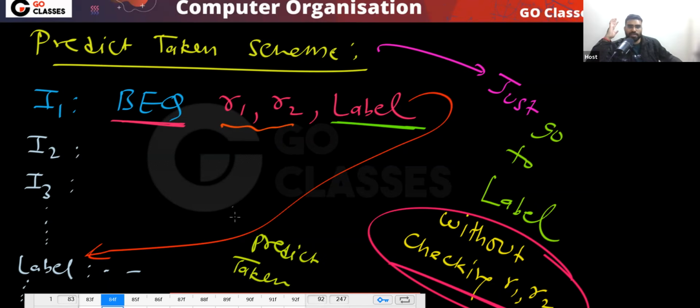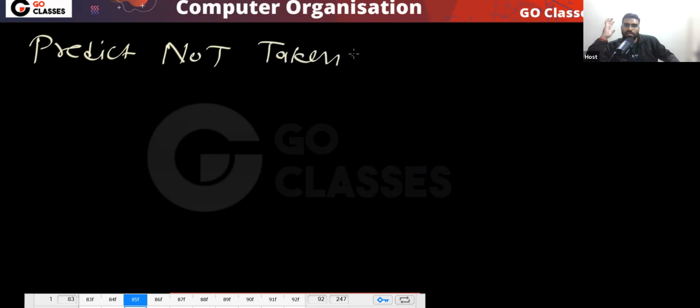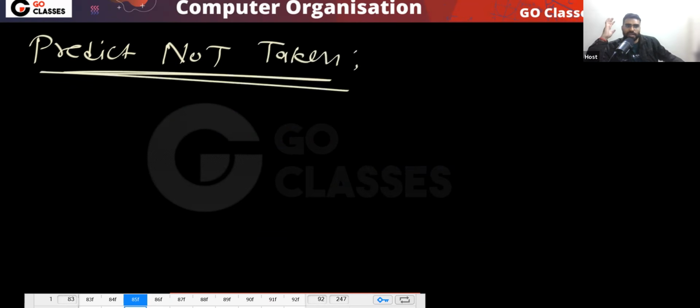Clear? These two schemes, are they clear? Which is easier to implement? Of course, predict not taken. With predict not taken, we do not have to do anything. This is the easiest to implement, right? Yes or no? It is the easiest because that is the default. That will always happen if you do not put extra logic, extra hardware, extra brain, then that will always happen.